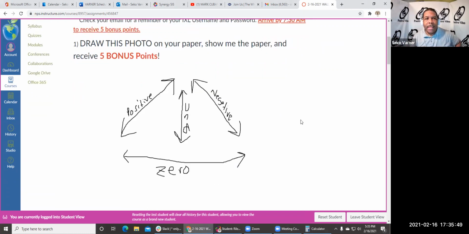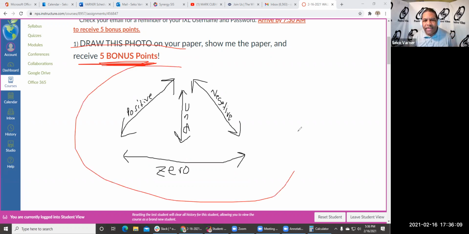Now, the next thing, and I change this up every day, but this is what I had today. If you draw this photo and show me the paper, that was 5 additional bonus points. So look, if you're seeing this later, after class, send me a screenshot, send me a picture, and I'll give you the 5 bonos. You know you like those bonos. I like the bonos.